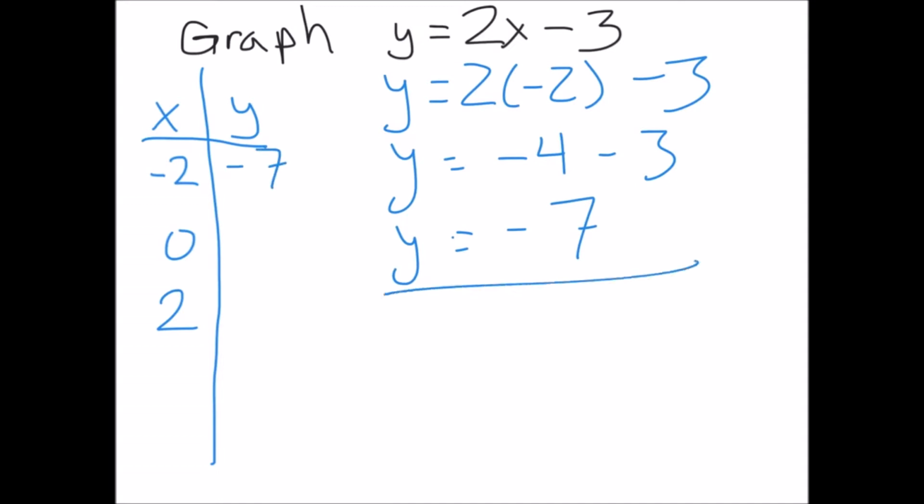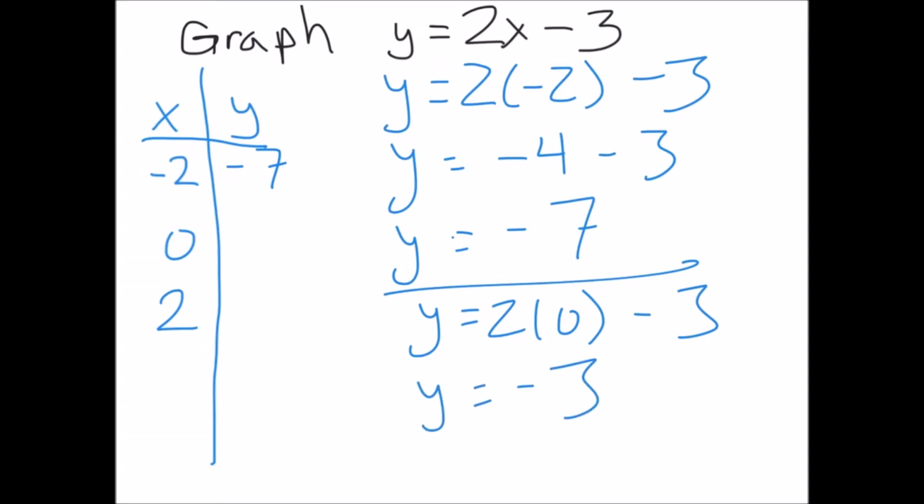If we go through and plug in 0, this one's pretty easy. y equals 2 times 0 minus 3. 2 times 0 is just 0, so you get y equals minus 3. So there's our second point, (0, -3). And we could probably do this in our head. If you plug in 2 for x, you'll get 2 times 2, which is 4, and 4 minus 3 is 1. So when x is 2, y is 1. Those are our 3 points.